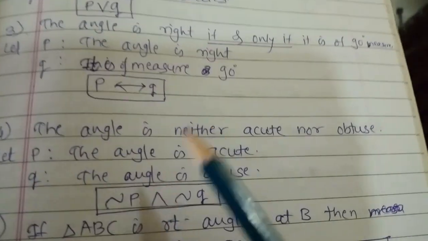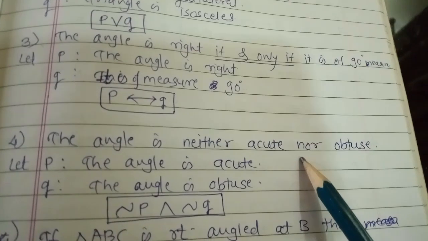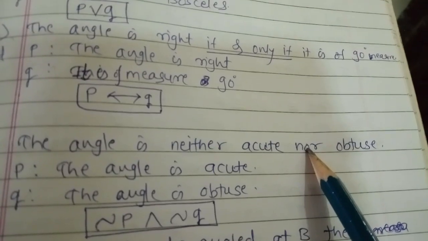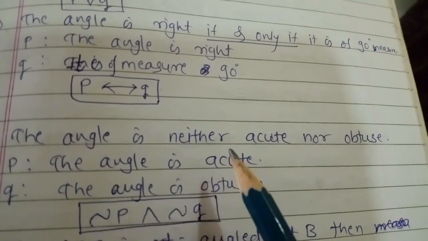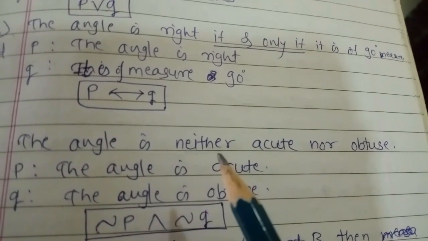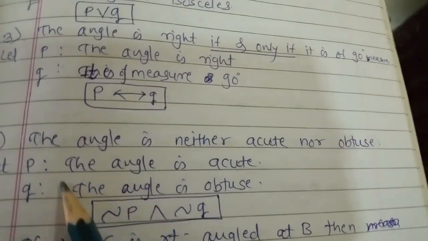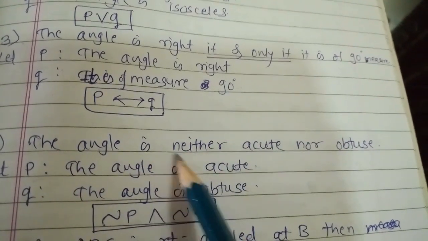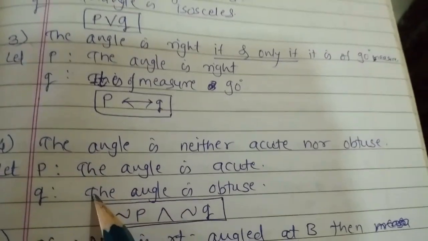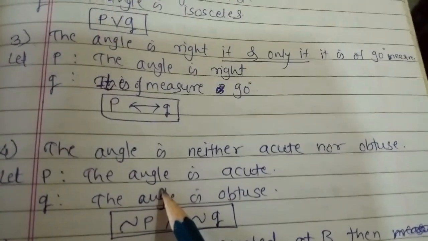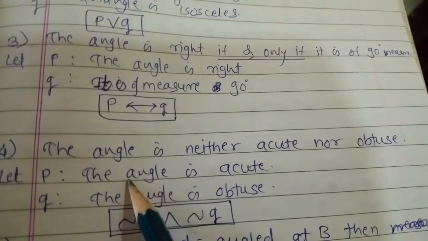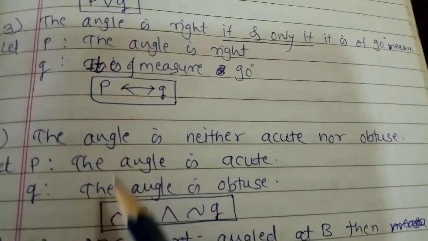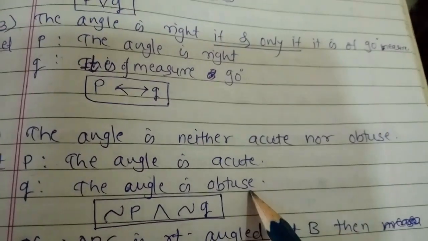Now the next one, question number 4. The angle is neither acute nor obtuse. Now see, in case of these negative statements, you have to always write the positive statements. You do not use the not in your statement. So P, the angle is neither acute, means we do not use neither in our statement. We have to write always a positive statement in logic. So P is, the angle is acute. Here also we don't write not, just Q, the angle is obtuse.